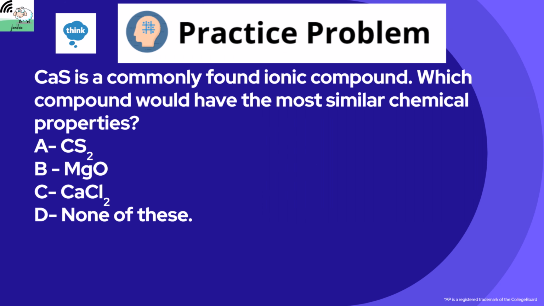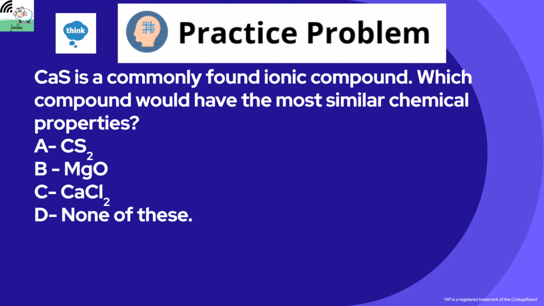So if I take a look at this quick question right here, it says that CaS is a commonly found ionic compound. Which compound would have the most similar chemical properties? You have CS2, MgO, CaCl2, and none of these. If we look at where the elements are located in the compound, Ca and S, we notice that Ca is located in the second group on the periodic table, so that's going to eliminate CS2 because C is located in the 14th group on the periodic table.